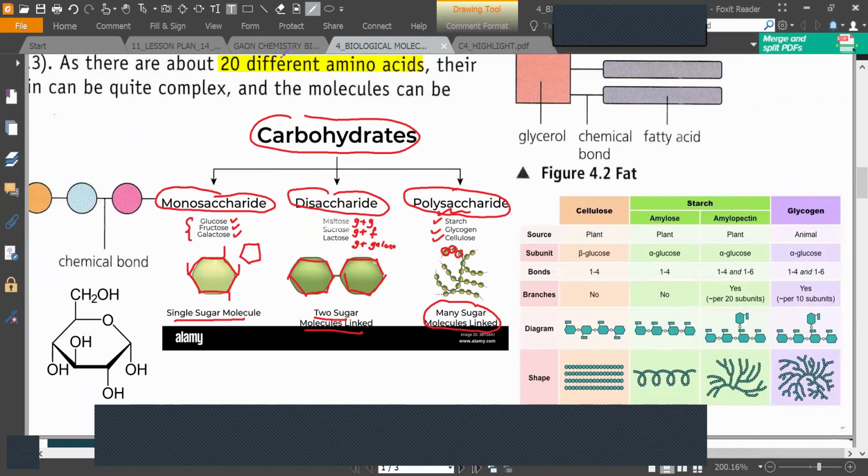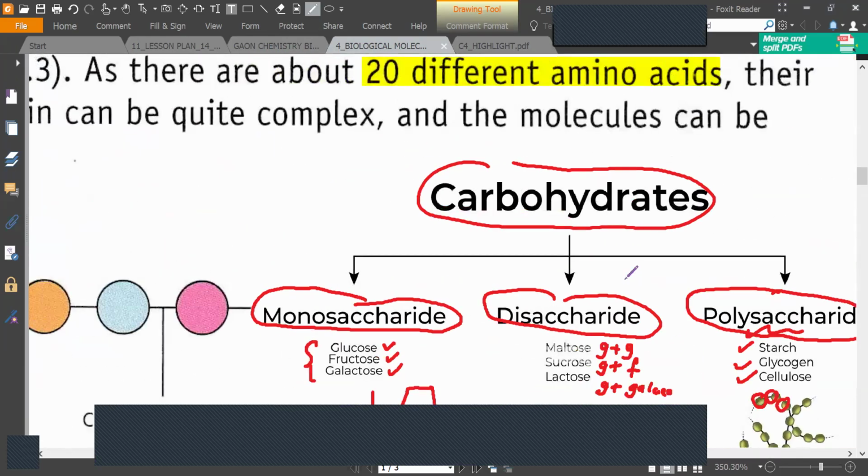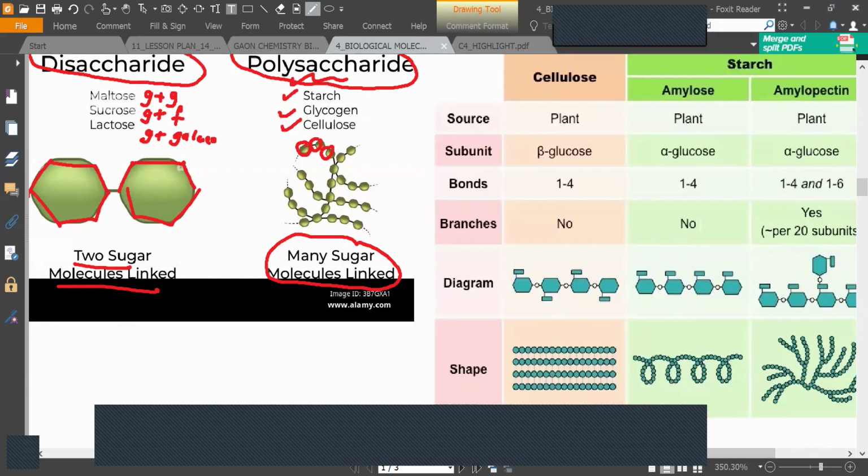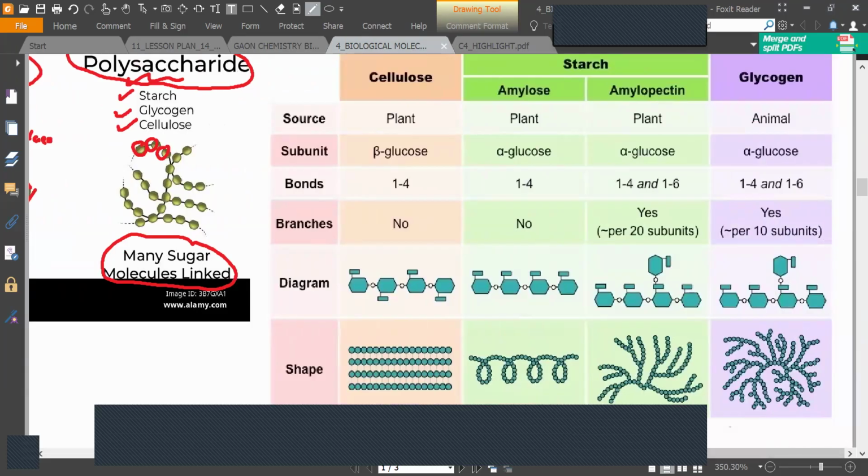Okay, so the types of polysaccharide. Just now we already said that the polysaccharides we have are starch, glycogen, and cellulose. So cellulose, the source is the plant, and it's made out of beta glucose. This one is not too important for IGCSE. Basically they have no branching, so the shape looks like this, and the bonding looks like this.